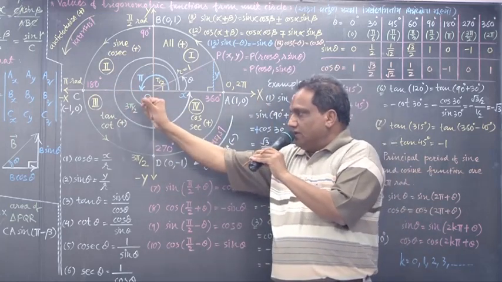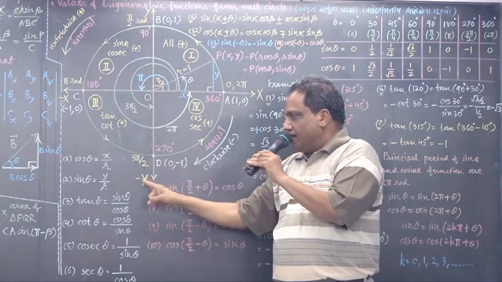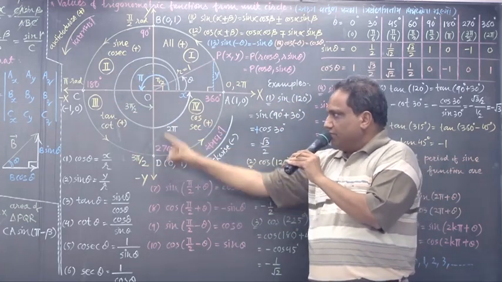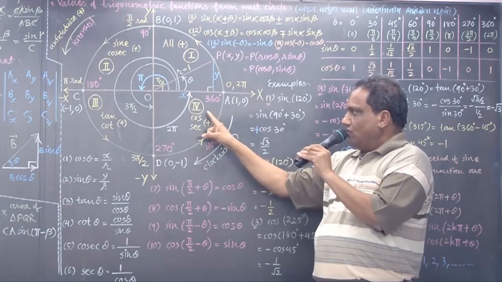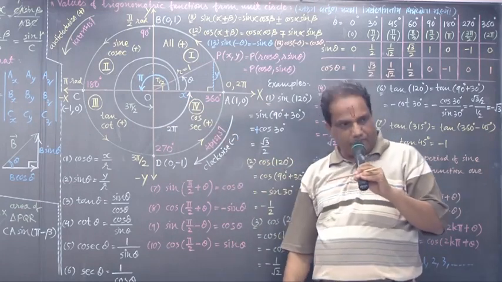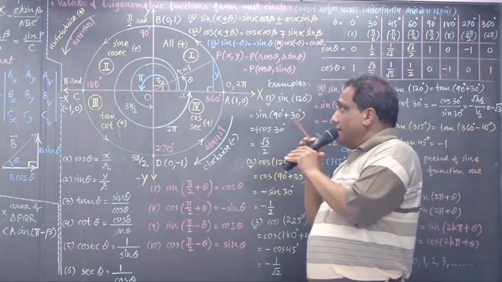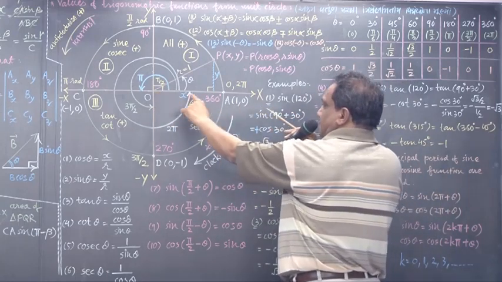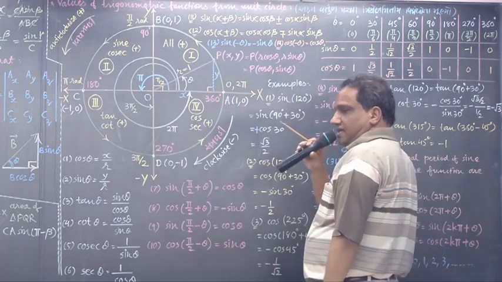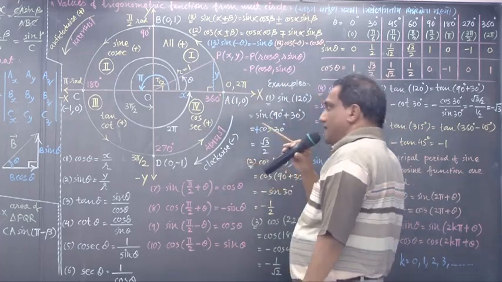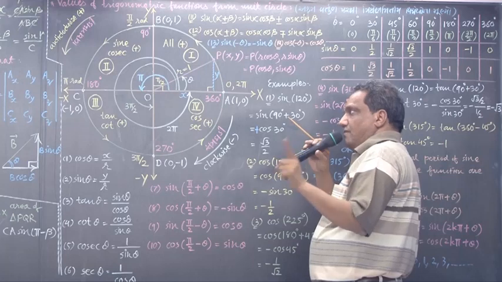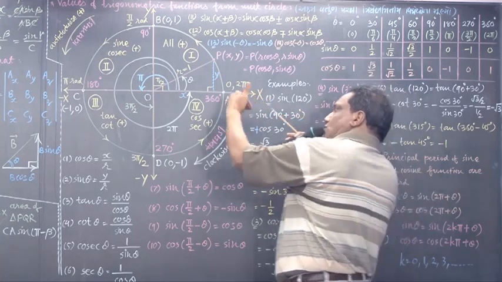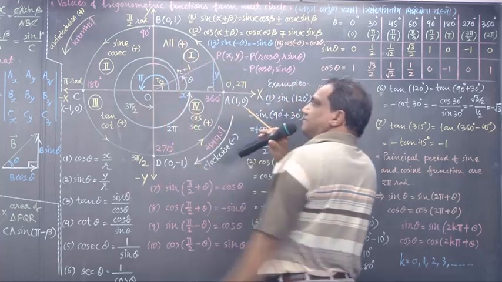Between the negative x-axis and negative y-axis, it is the third quadrant. Between the negative y-axis and positive x-axis, it is the fourth quadrant. Simple? Fine. Now, we take this OX line as the reference line. Any angle we will measure with this reference line, and that too anti-clockwise.